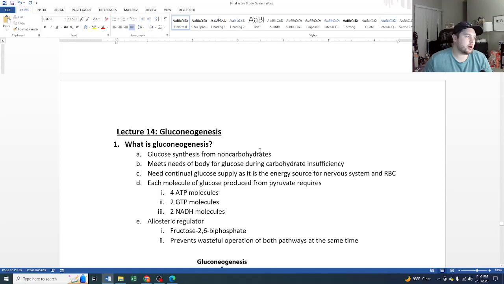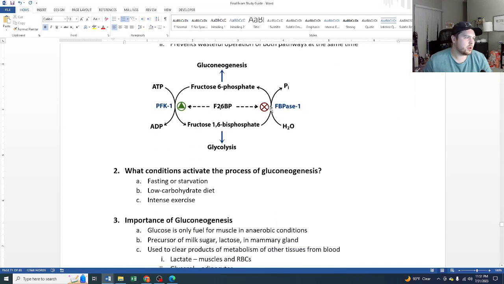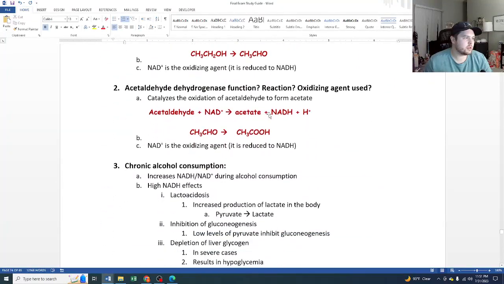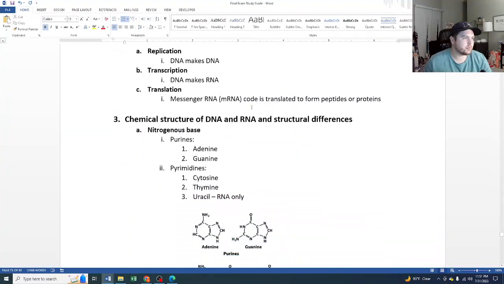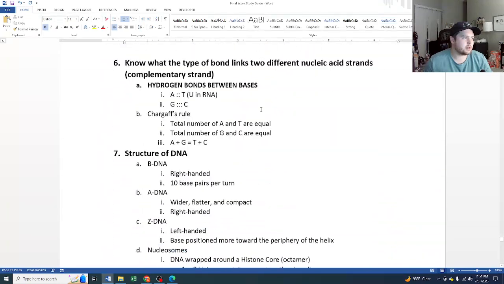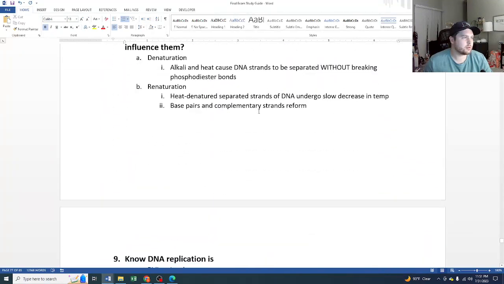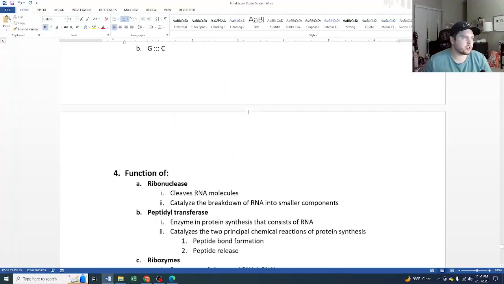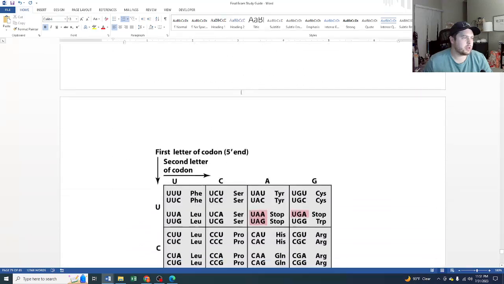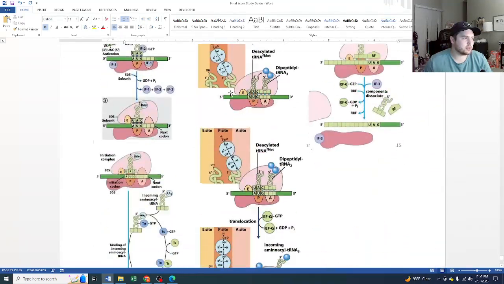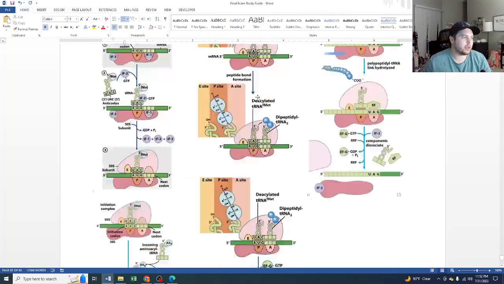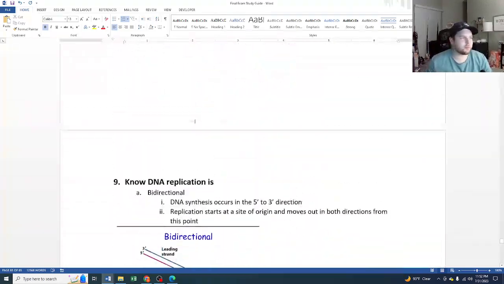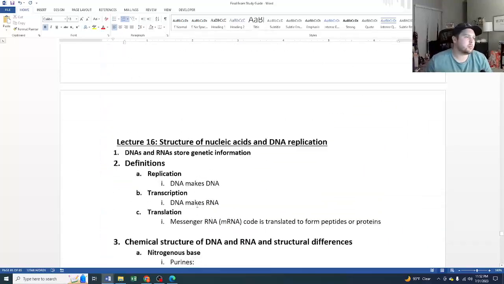We'll go ahead and do another pause here. We are getting very close to the end. Let's see what else we have. Ethanol metabolism, nucleic acids and DNA, all that DNA stuff, and the RNA structure and transcription. And the very end should be translation. There's not a whole lot left. Hopefully we can finish wrapping this up in one last part.